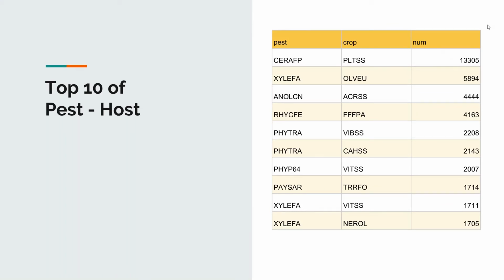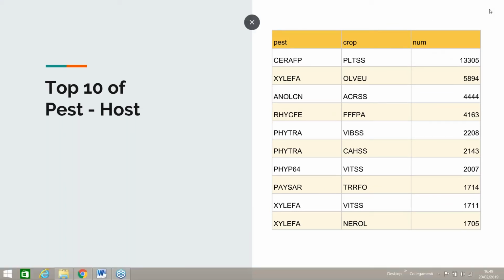This is the top 10 of pest-host connections. So the Ceratocystis on Platanus wins because there was a lot of data, but sadly Xylella is rising in number, and so we are starting to collect really a lot of samples and visual inspections on Xylella too. This can be interesting.